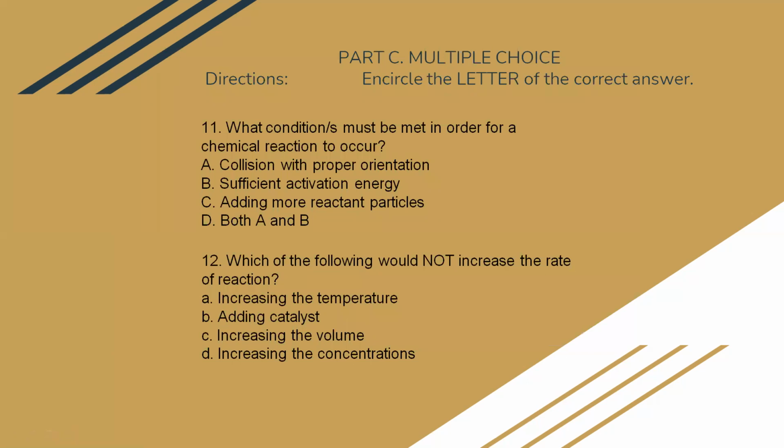For part C, multiple choice. Encircle the letter of the correct answer or write it in the space provided in your notebook. 11, what condition or conditions must be met in order for chemical reactions to occur? A, collision with proper orientation. B, sufficient activation energy. C, adding more reactant particles. D, both A and B. 12, which of the following would not increase the rate of reaction? A, increasing the temperature. B, adding a catalyst. C, increasing the volume. D, increasing the concentration.